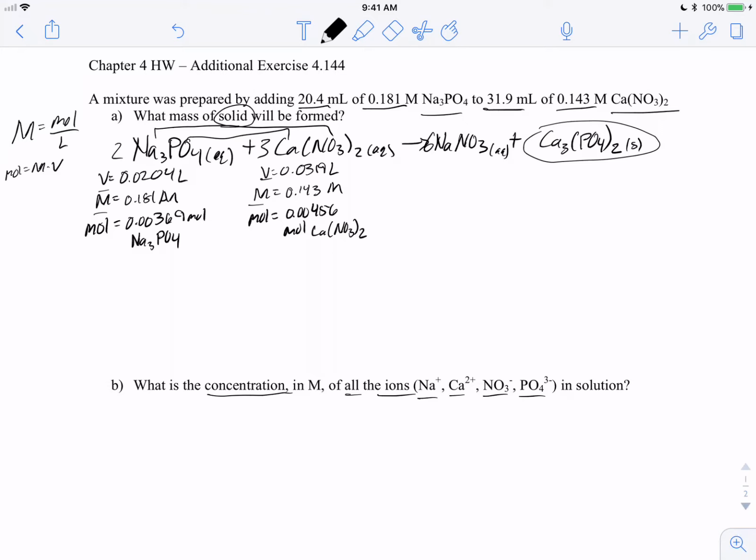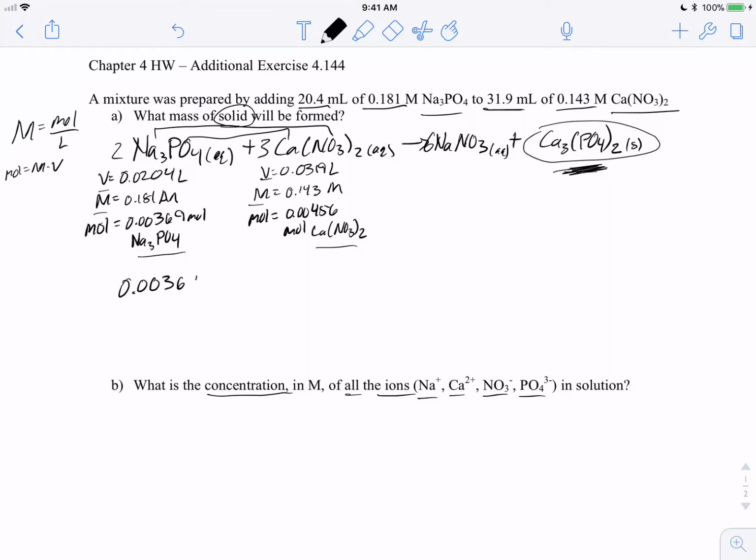So we have the amounts of two reactants. One of these is going to limit how much of a product we get, and the other one we will have in excess. So the simplest way to do that is to say, well, if I have this amount of sodium phosphate, how much calcium phosphate am I going to form? If I have this amount of calcium nitrate, how much calcium phosphate could I possibly form? And one of those is going to be a smaller amount, which would be our limiting reactant. So let's go ahead and do that.